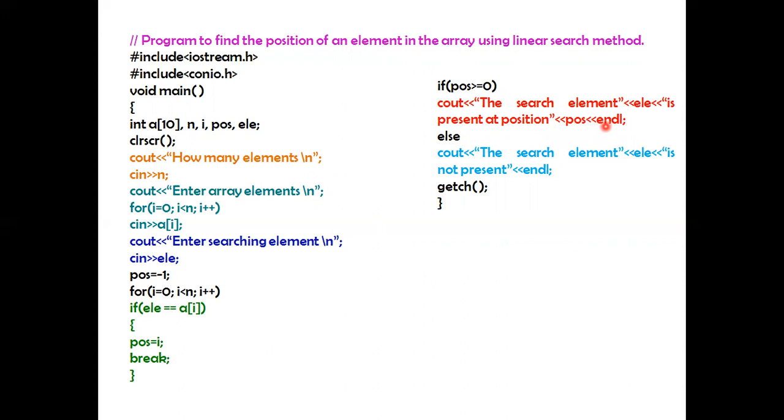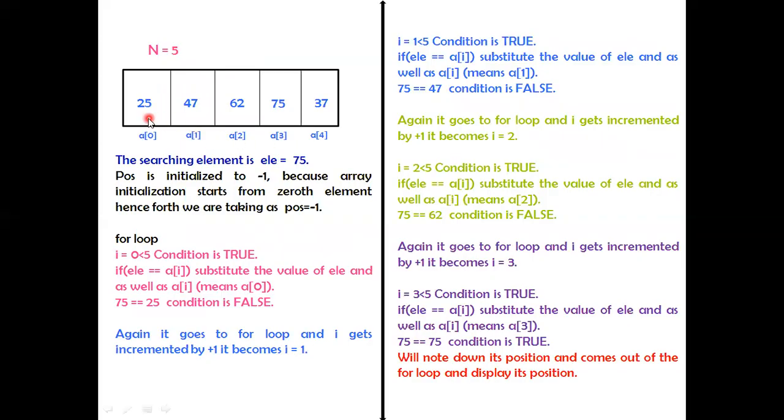Have a look at the array. After that, it comes out and executes the getch function, then the close flower bracket. That means end of the C++ program. See here, 25 is there in A of 0, 47 in A of 1, 62 in A of 2, and 75 is present at where? Third location.